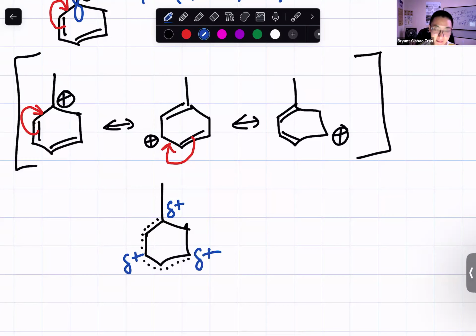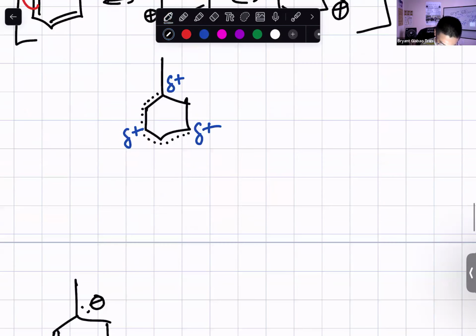Right. And that's what we call a resonance hybrid. Have you learned about hyperconjugation and the stability of carbocations yet? Not yet. Yeah, I see. Okay, so I'm going to give you a sneak peek of what you're going to learn ahead of time.